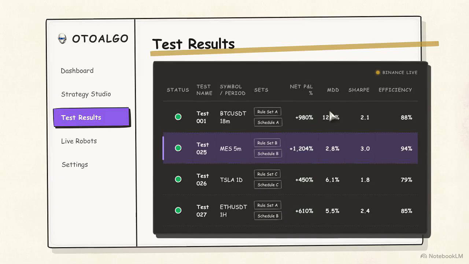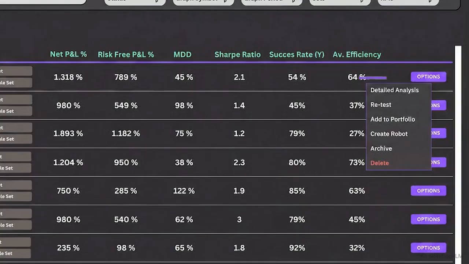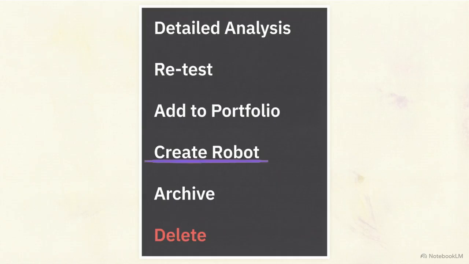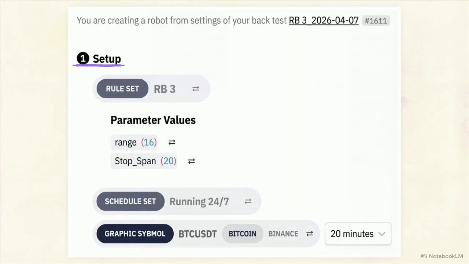To get started, navigate to your test results page and locate the specific optimized test you want to deploy. On that test result row, click the purple Options button on the far right. From the expanded menu, select Create Robot to open the Deployment Configuration panel. This brings us to Step 1, the setup phase.